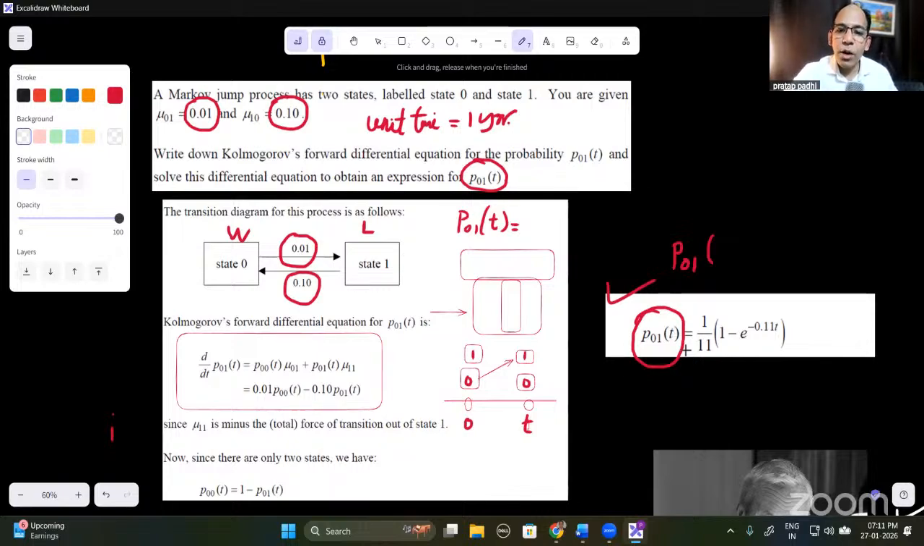But see what it gives. I want to know the probability that in 7 months' time, 7 by 12, an employee will leave. But see, what is the rate of joining the company? Joining, 0 to 1, means what? Leaving the company. And 1 to 0 means rejoining the company.